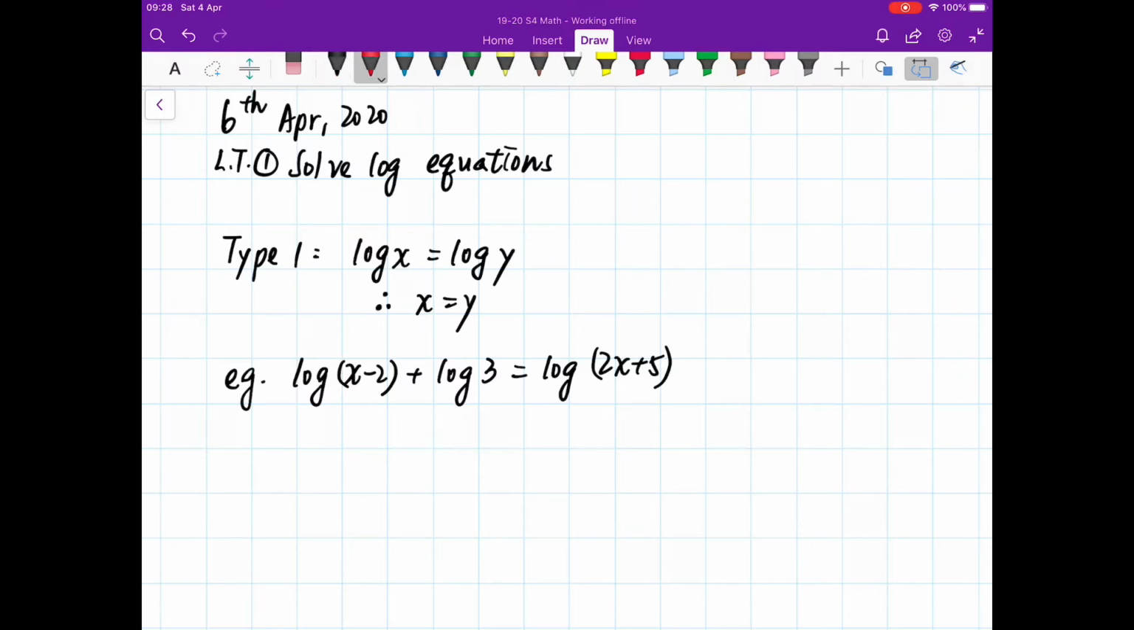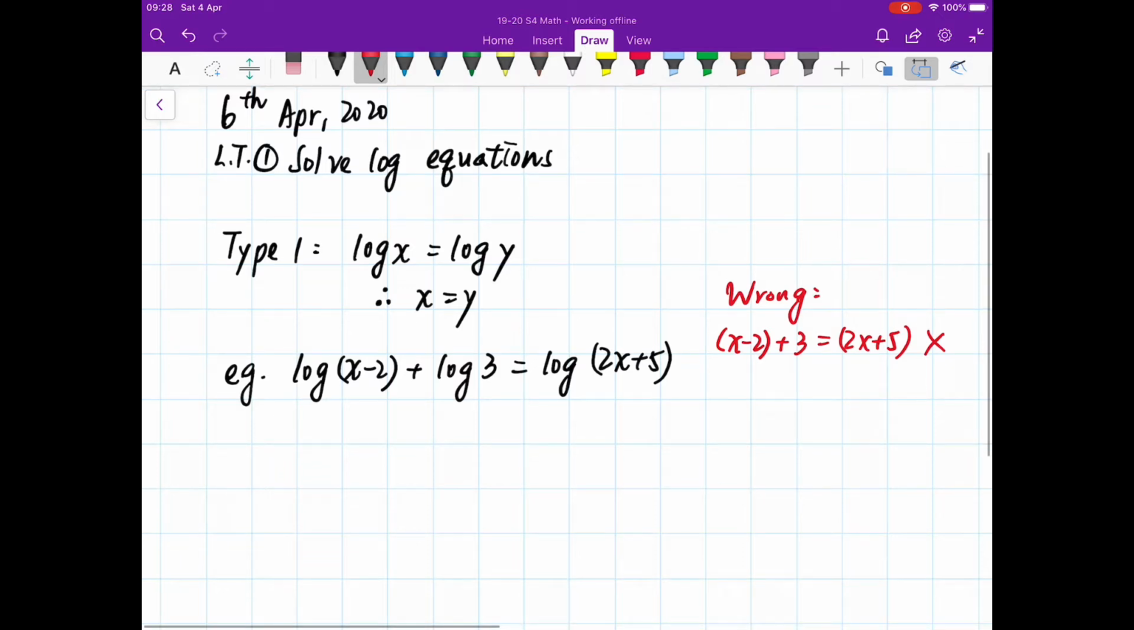So first I will talk about the common mistake that students may make. They will just simply take off all the logs in this equation. So they will write x minus 2 plus 3 equals 2x plus 5. Okay, so this is totally wrong. So in this case, what should we do? As you can see, there is not just one log on both sides.